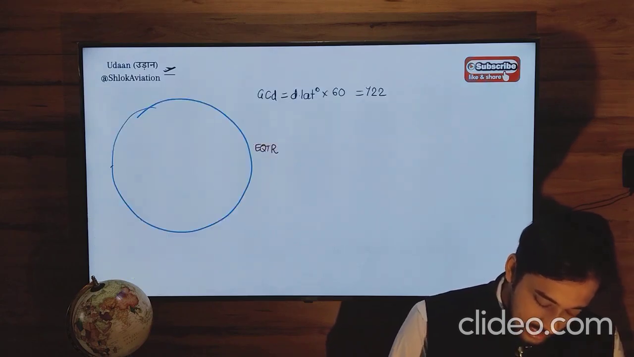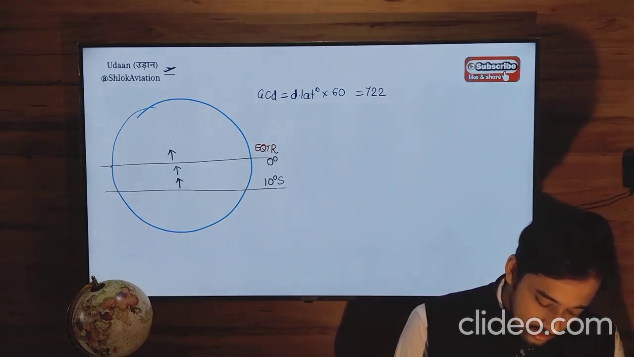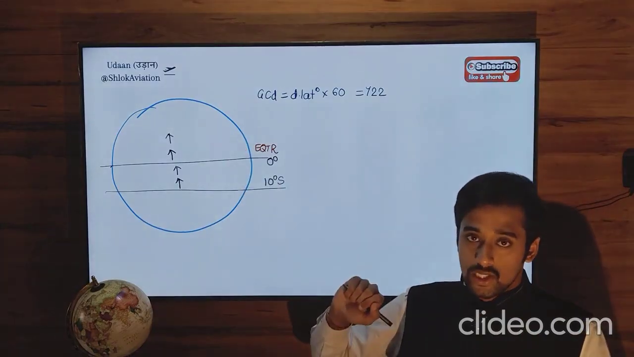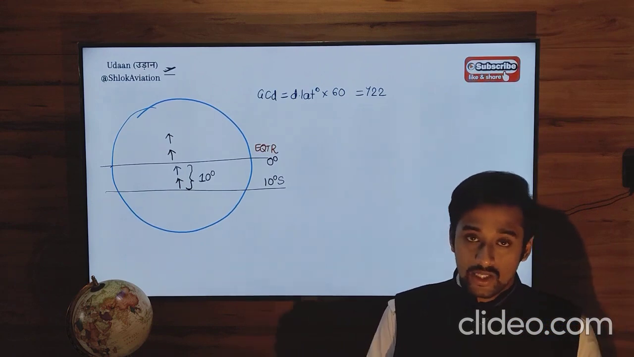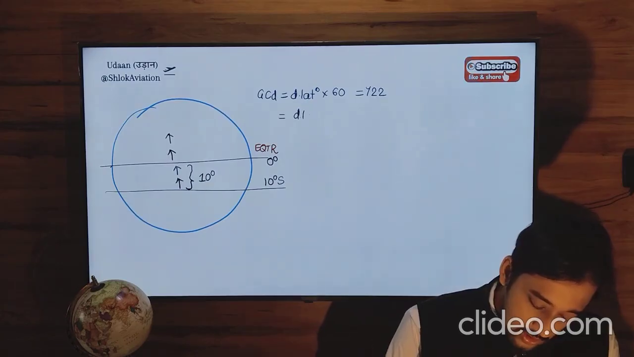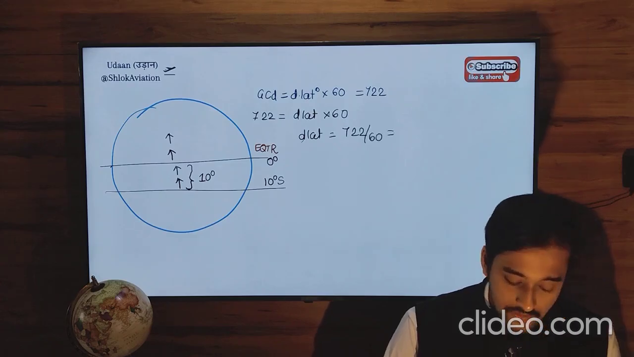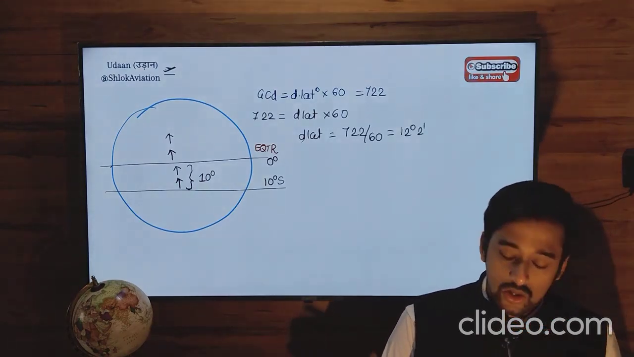Now we are at 10 degrees south, and we are flying northerly direction. So our new latitude can be in the southern hemisphere itself, or it can be altogether in the northern hemisphere. So what is d lat between 0 degree equator and 10 degrees south? It is 10 degree. Now let's find the d lat for this question. So d lat is equal to 722 by 60, 12 degree 2 minutes.